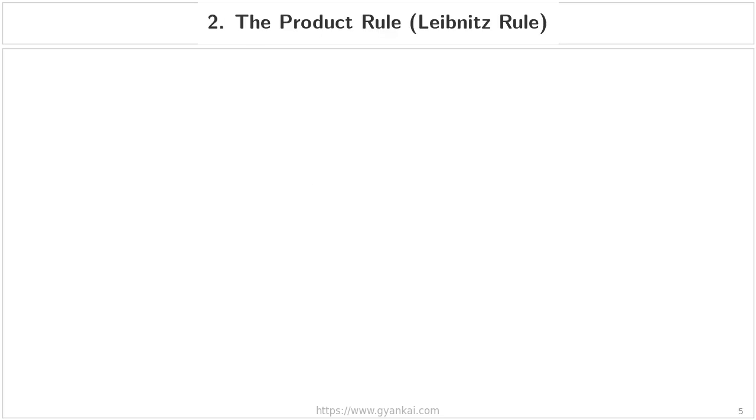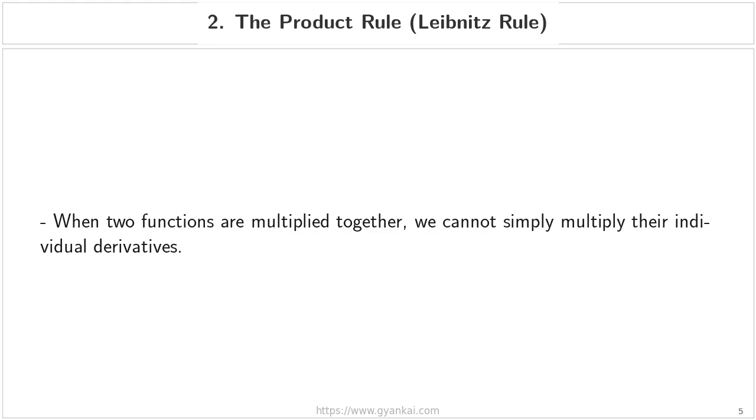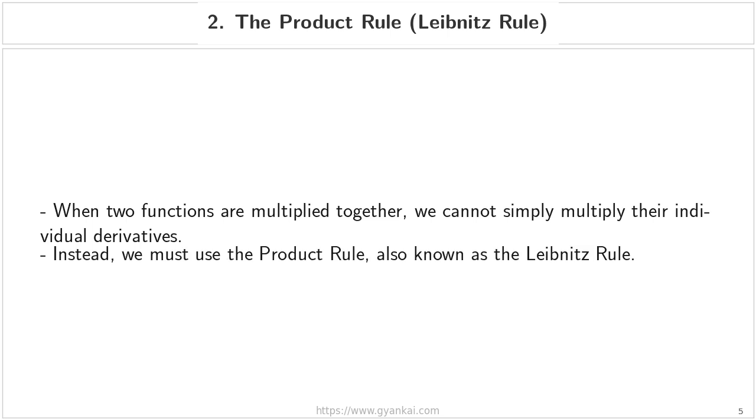2. The product rule, Leibniz Rule. Now that we have covered how to handle addition and subtraction, let's move on to multiplication. It is very important to realize that when two functions are multiplied together, we cannot simply multiply their individual derivatives to get the answer. Instead, we must use a specific formula known as the product rule, which is also referred to as the Leibniz Rule.